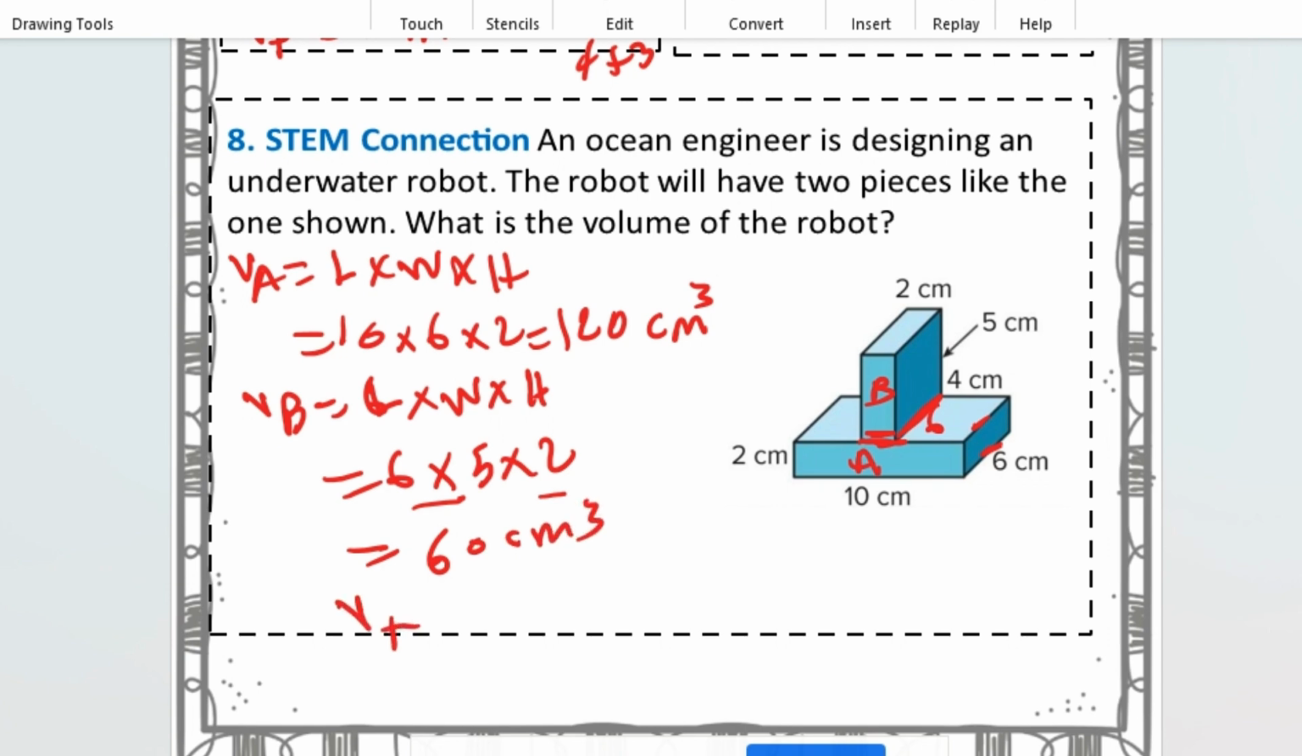Our V total, which will be V of A plus V of B, which is 120 plus 60, which is 180 cubic, or sorry, centimeter cube.